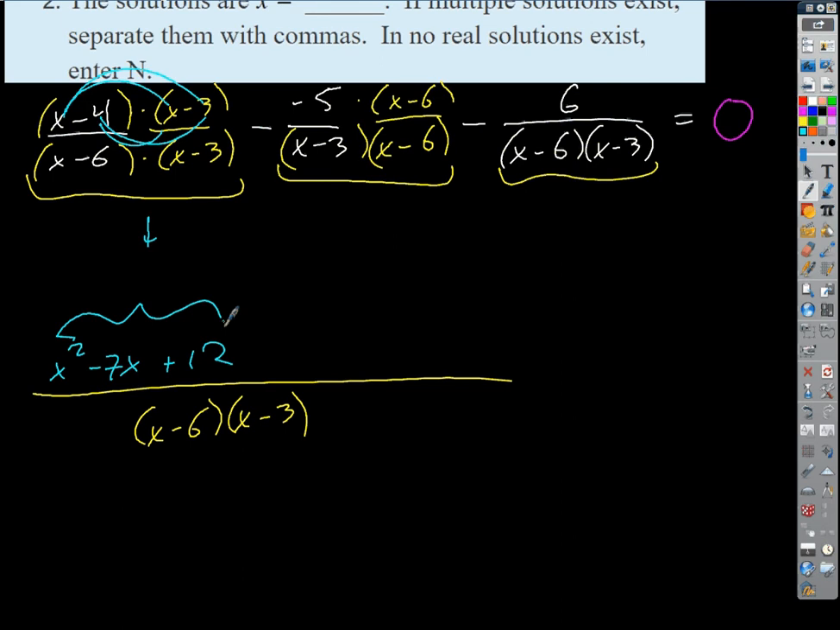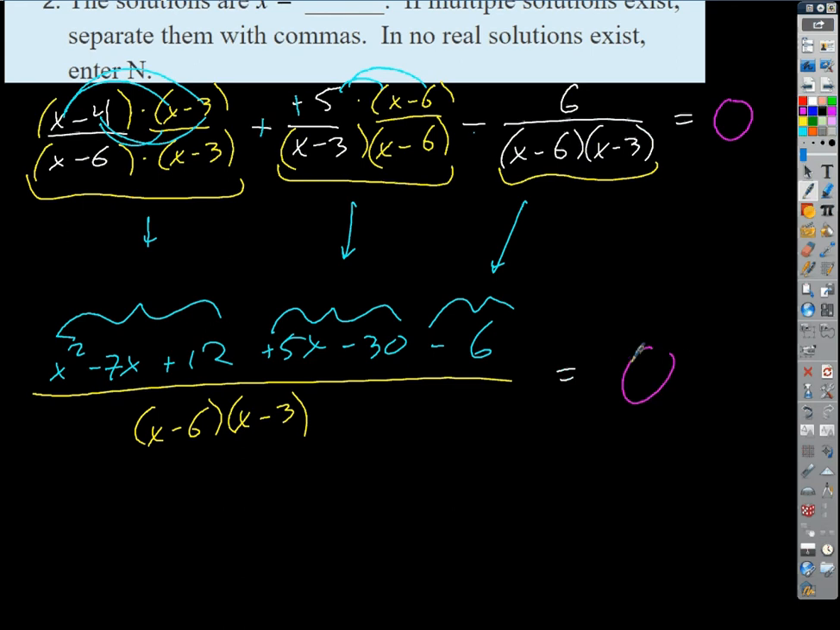Okay, now minus a negative, we could make that a plus 5, and I have to distribute the 5. So 5 times x, 5 times -6. Okay, good. And then over here, I've just got a -6, right? That make sense? So here's from that, and there's from that, right? And it's all equal to 0. Well, when does a fraction equal 0? You're right, when the numerator equals 0. So we'll take the whole numerator, simplify, and set it equal to 0, right?